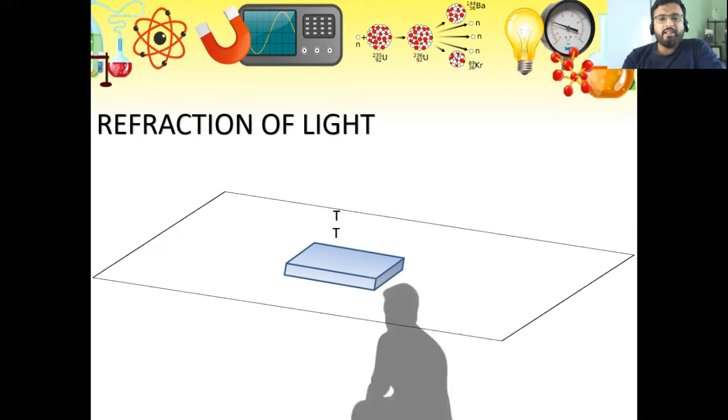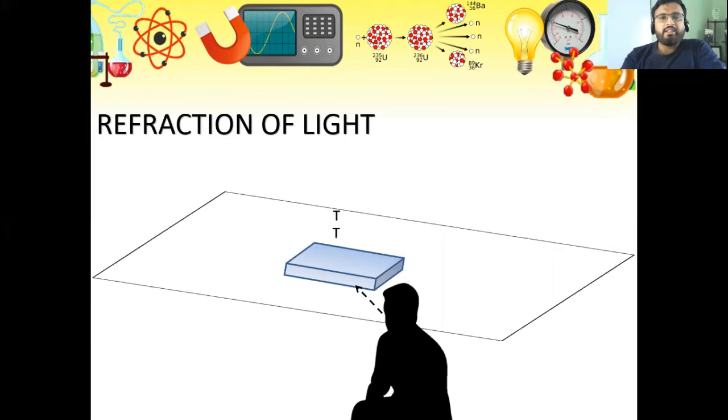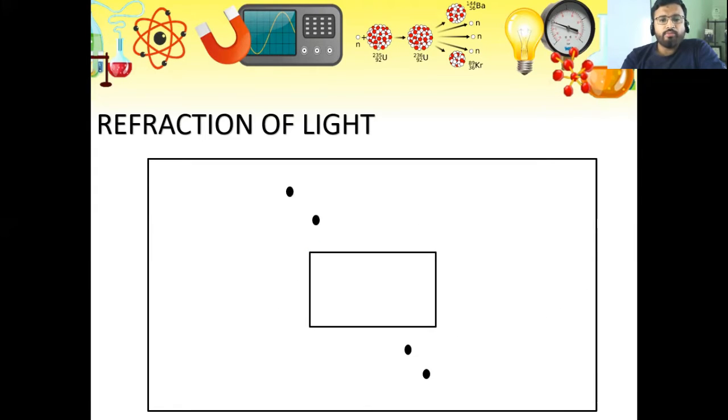Now the experimenter can observe the pins from the second side by kneeling down on the ground and trying to observe the pins through the glass. The experimenter should place the two extra pins on the other side in such a way that all four pins seem to be in a straight line. But when we look at it from the top view, it will seem like this.